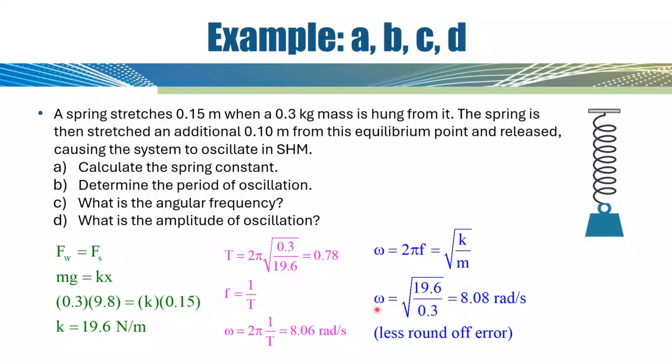Letter D, what is the amplitude of oscillation? And it says that we are stretching it an additional 0.1 meters and releasing it, causing it to oscillate. So the 0.1 meters is the amplitude, and it is negative because it's already hanging down, and I'm pulling it down further in order to set it into oscillation.